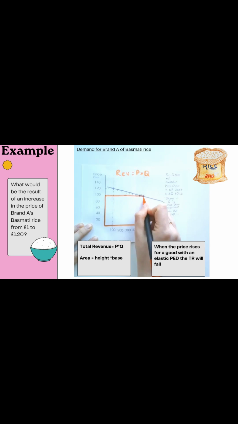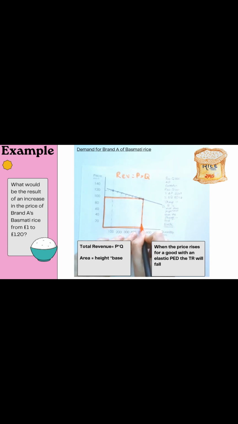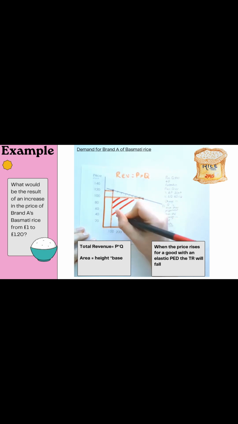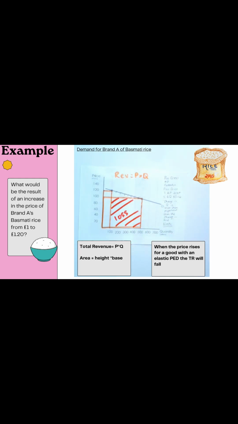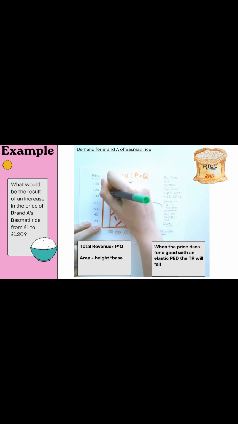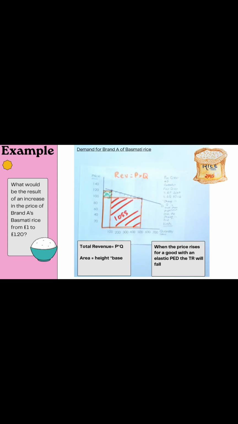You can see here that revenue is calculated by doing price times quantity. And you know that the area of a rectangle is base times height. So the area of those rectangles represents the total revenue. We can see that the first rectangle was much bigger than the second rectangle, and so total revenue has fallen. But we can also see that the area of the loss of total revenue is much larger than the area of the gain. So when price rises for an elastic good, we expect to see a fall in total revenue.